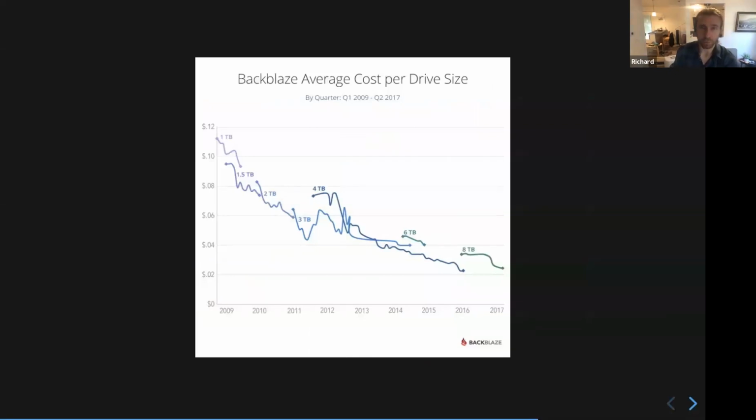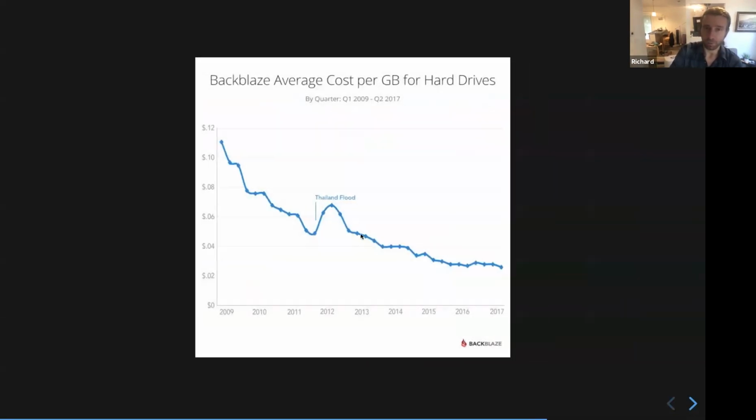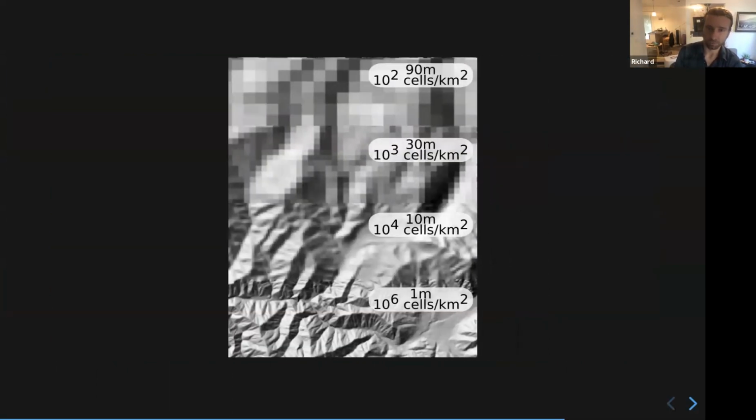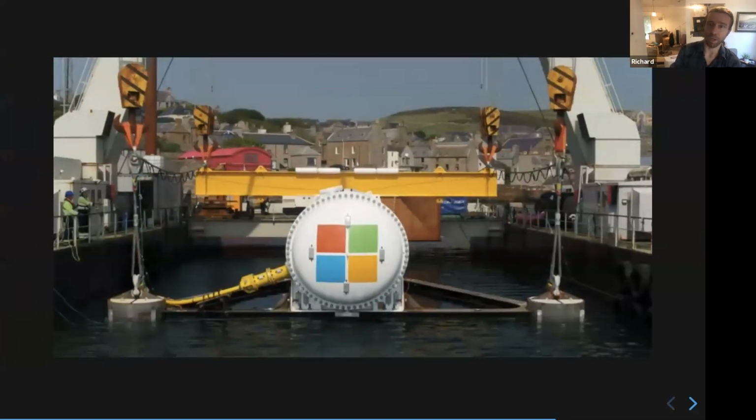And I wanted to touch briefly on memory cost. The cost of memory has been going down over time, except when you have events like the Thailand flood and most of the world's hard drive building capacity gets taken out. And kind of the encapsulation of all of these trends is that we're looking at undersea data centers now as a way of getting rid of the excess heat.